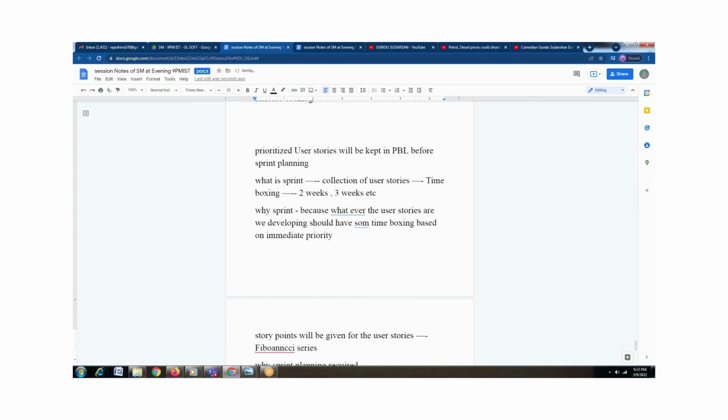Fibonacci series means 1, 2, 2 plus 1 is 3, right? 3 plus 2 is 5, 5 plus 3 is 8, 8 plus 5 is 13, and so on. This is how the Fibonacci series generally goes.